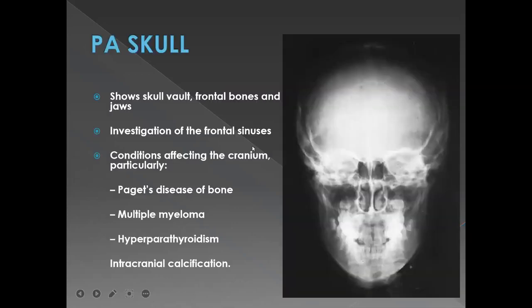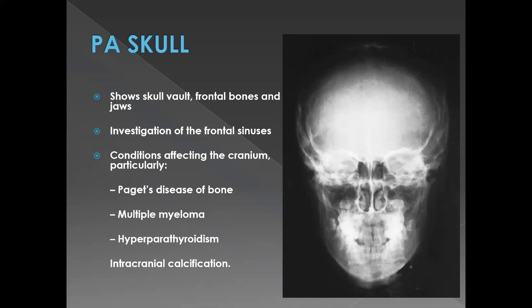So let's start. Okay. So the first X-ray that we're going to be discussing today is the PA skull. The PA skull is basically an X-ray which gives you an overview of the skull rather than being specific for evaluating any specific site. As you can see in the X-ray, you can probably appreciate a lot of the cranium, the mandible, and you can also evaluate some portion of the midface as well. So it's generally meant as an overview of the skull rather than being specific for any specific location. And it is usually predominantly done for evaluating the cranium, especially Paget's disease, multiple myeloma, hyperparathyroidism, intracranial calcification.